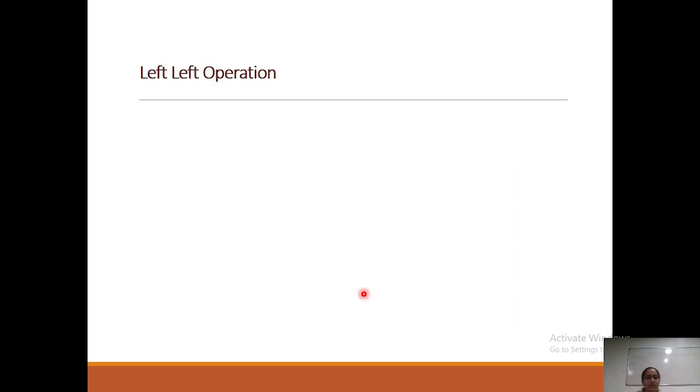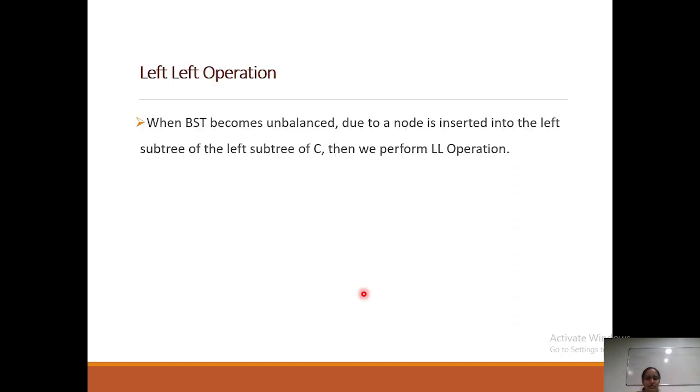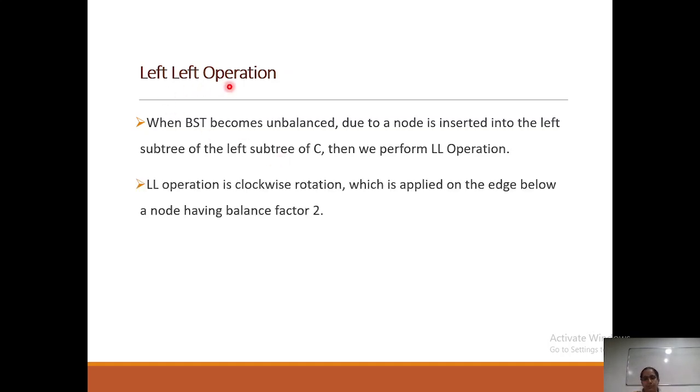First of all, we'll have a look at the left-left operation. When a binary search tree becomes unbalanced due to a node inserted in the left subtree of the left subtree, then only the LL operation will be performed, that is, the left operation. We'll see it with the help of an example.